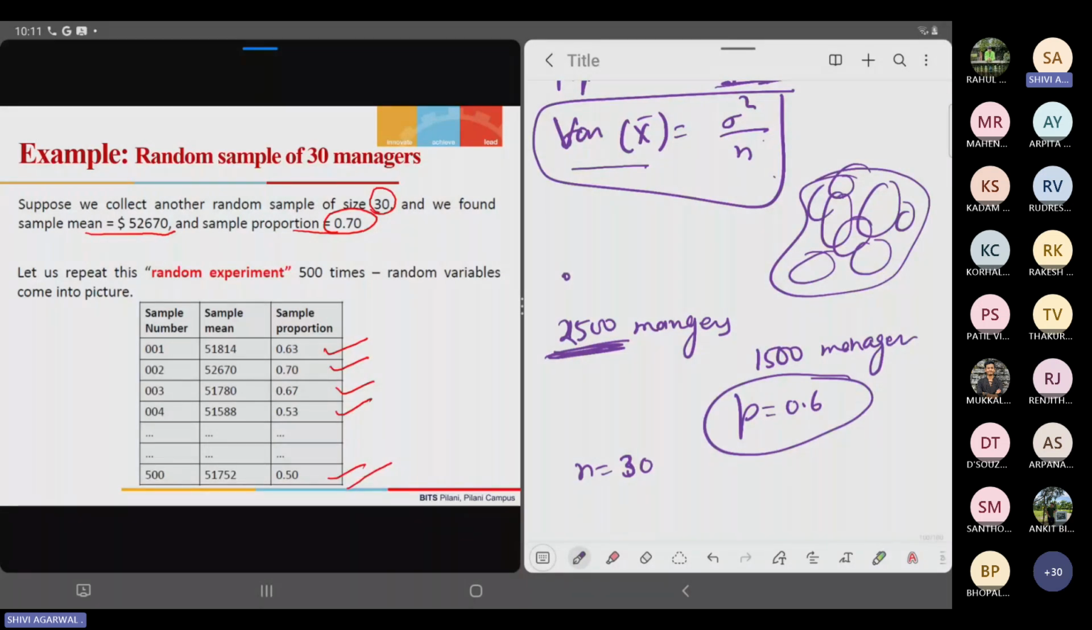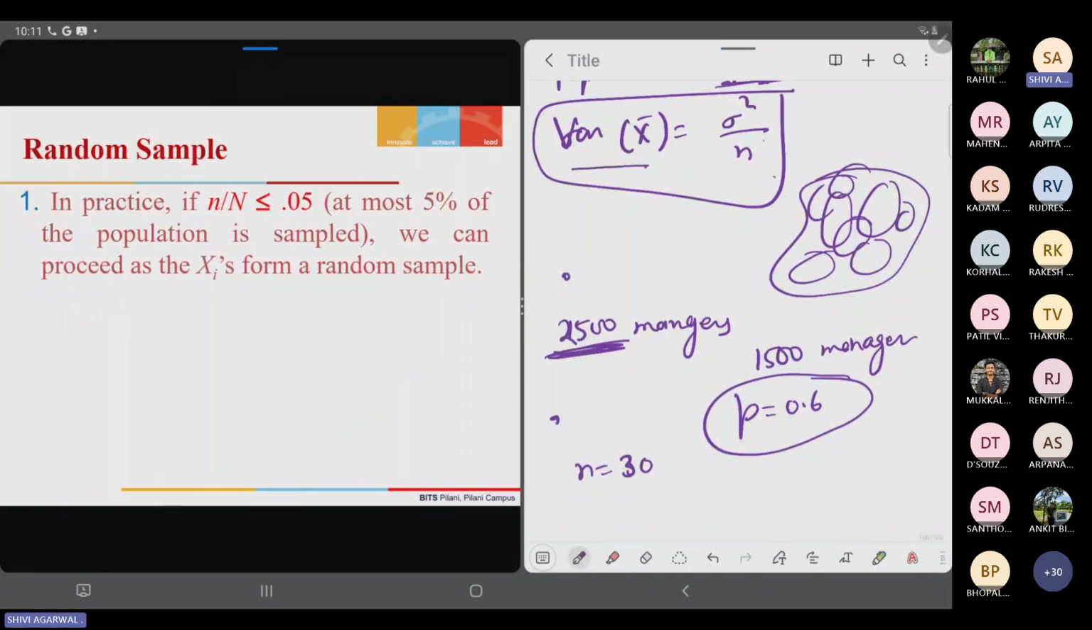Okay, so 500 times we have done this, which means we are just randomly choosing. And the sample proportion is different for each one, so it is a random variable. The sample mean is different for each one, so it is also a random variable. So what are some remarks on the random sample?